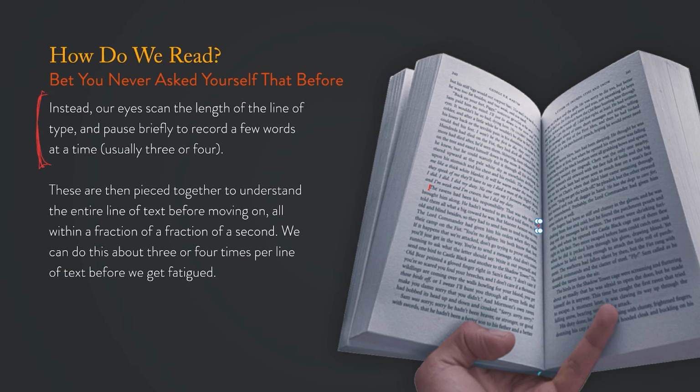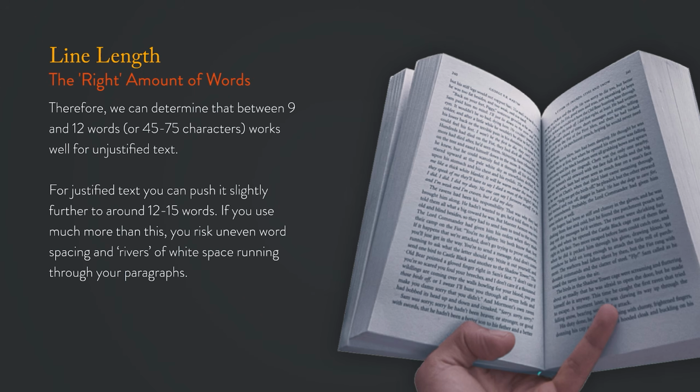And then that's when you start to get headaches when you're reading, and it's difficult, and you keep reading the same line over and over again. That's because there's bad line length. So what is the right line length?